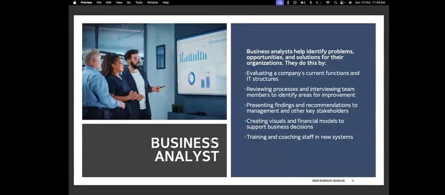If you are a business analyst, and you think you have very good communication skills, then you should definitely go for this role. Business analyst is all about evaluating the as-is process, meaning what is happening currently, reviewing the processes, and presenting the findings. So you will have to be giving the demos.